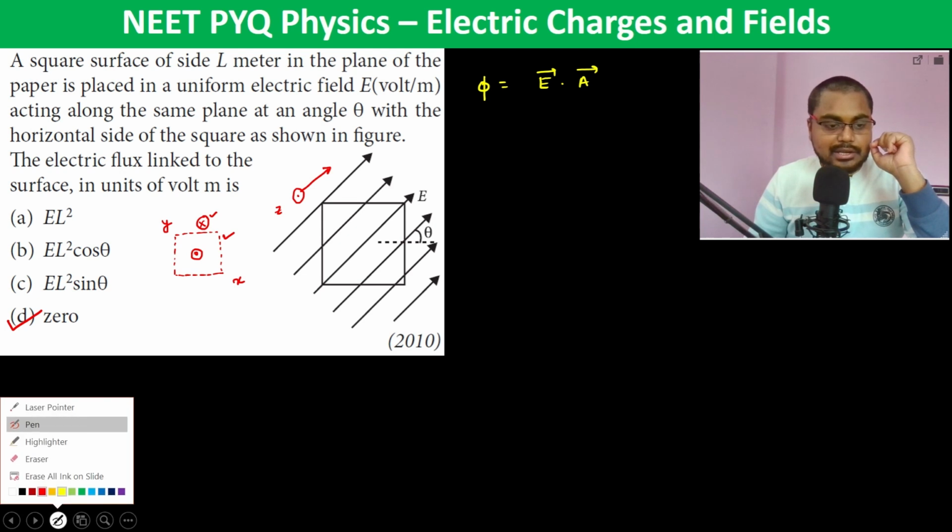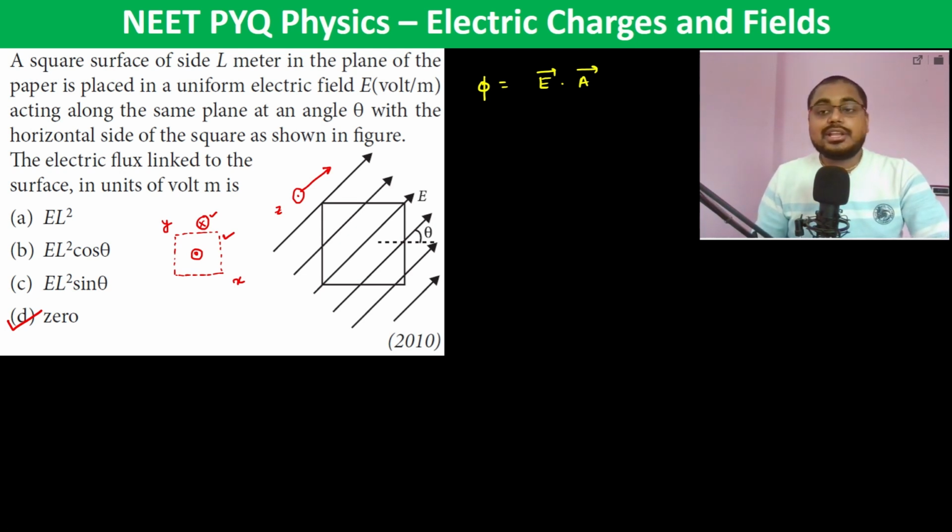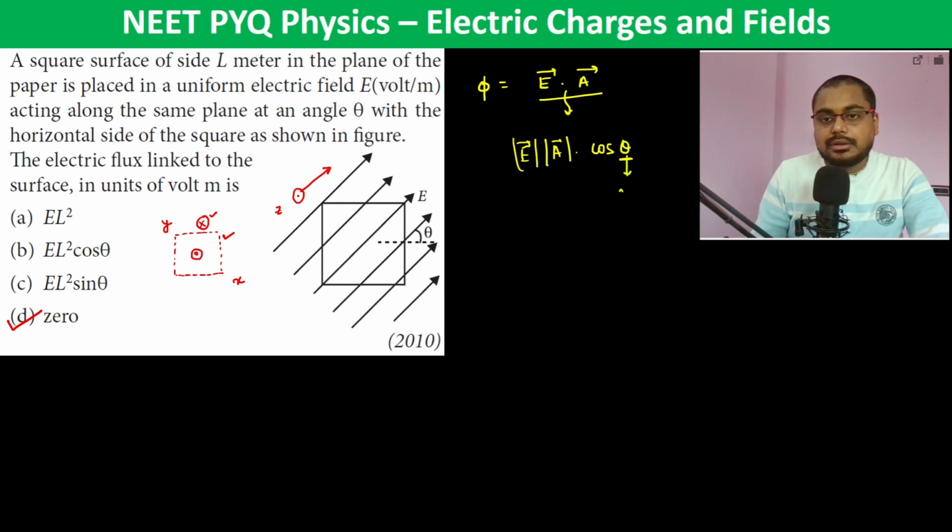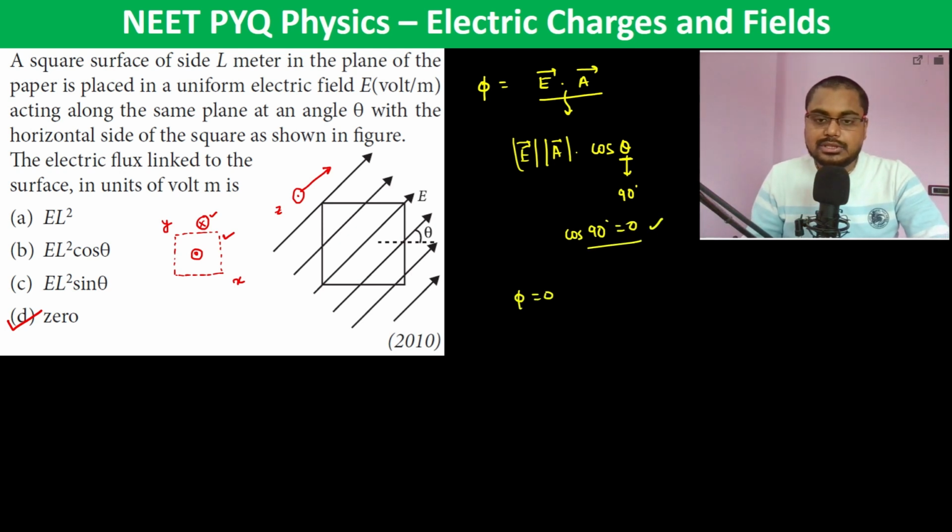Here again, I reiterate, what is the direction of the area vector? The area vector's direction is perpendicular to the figure or perpendicular to the shape of the area. So because it is perpendicular, and E dot A is a dot product, it's magnitude of E, magnitude of A into cos theta. Now what is the theta between them? If it is 90 degree, cos 90 degree is 0. So therefore phi becomes 0.